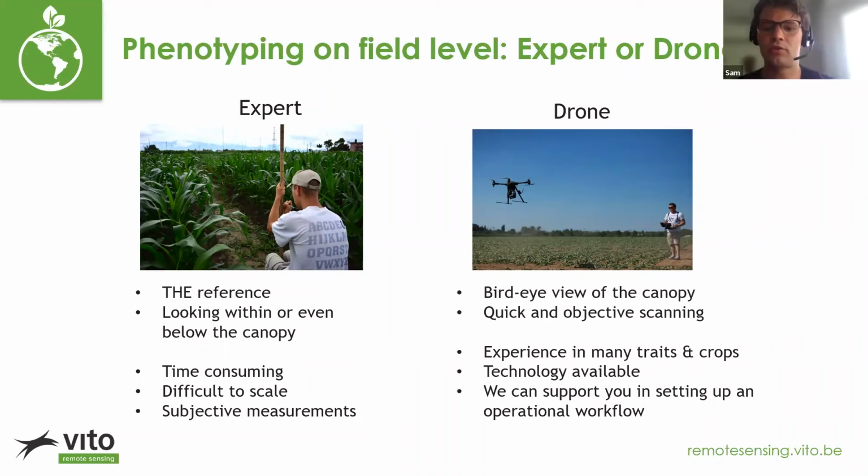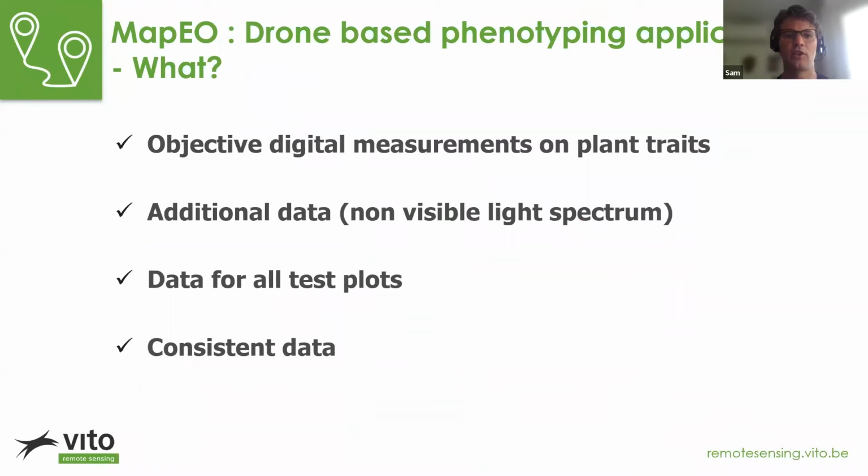When we compare this with drones, here we're able to quickly get a bird's eye view of the canopy and produce lots and lots of different traits and generalize these for different crops. So we have, in recent decades, started to have the technology to do this become more and more available. And what we do at Vito within the Mapio team is support you in setting up an operational workflow, helping you in finding out what traits and crops you can look at, and assisting you in making this a scalable process. And so to give a quick overview of Mapio, what is it?